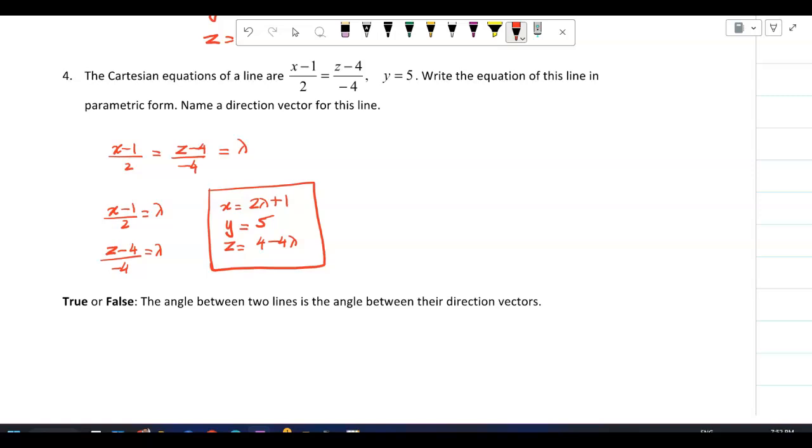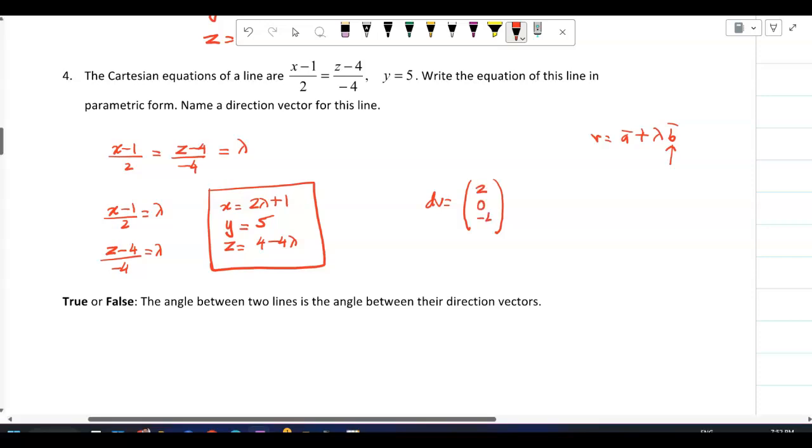Name the direction vector for this line. What is the direction vector for this line? Write all the coefficients of lambda. So R is equal to A plus lambda B, where B is your direction vector, which is the coefficient of lambda. So 2, 0, minus 4, because there's 0 lambda in y. This means there's no lambda in that component, only the constant 5.